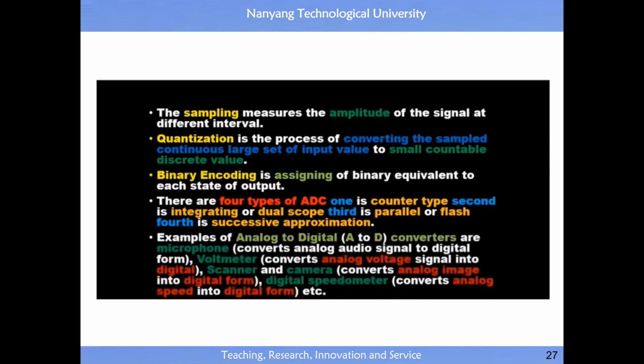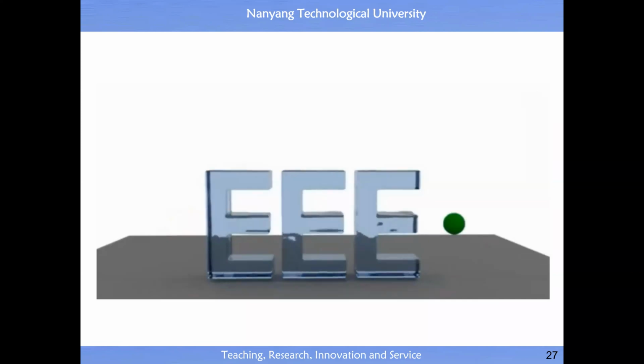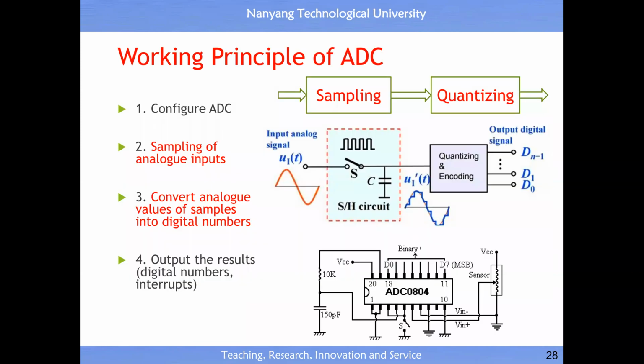Examples of analog to digital, A to D, converters are: a microphone, which converts an analog audio signal to digital form; a voltmeter, which converts an analog voltage signal into digital; a scanner and camera, which convert an analog image into digital form; a digital speedometer, which converts analog speed into digital form, etc.